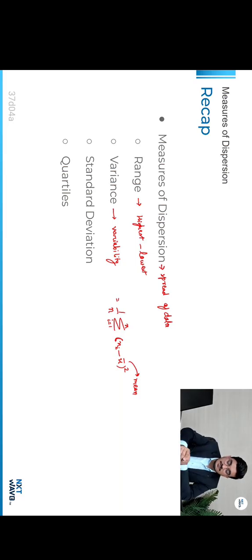So it is the average of all the squared differences with respect to the mean, and it is denoted by sigma square. Then we discussed standard deviation, which is nothing but the square root of variance. Then we talked about the difference between standard deviation and variance, where variance represents the overall spread, or gives us the idea of the overall distribution of our data, while standard deviation gives us the average dispersion per observation.